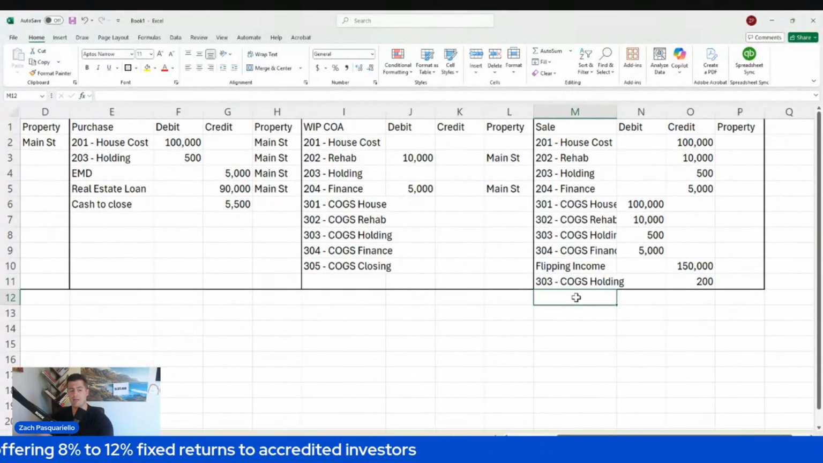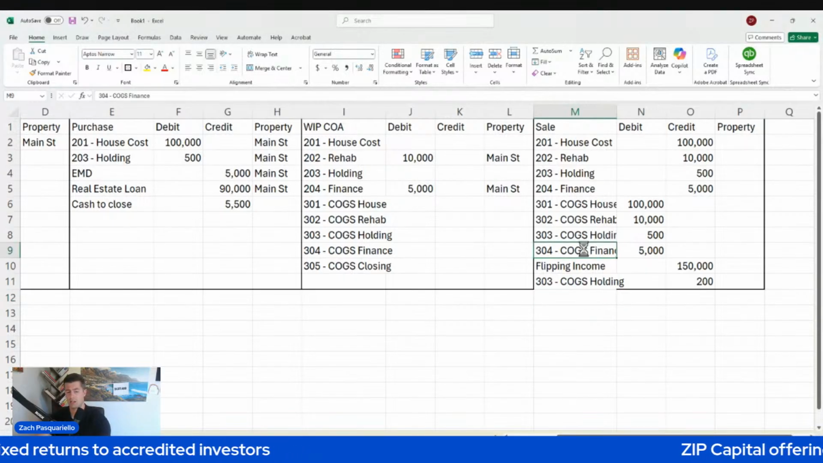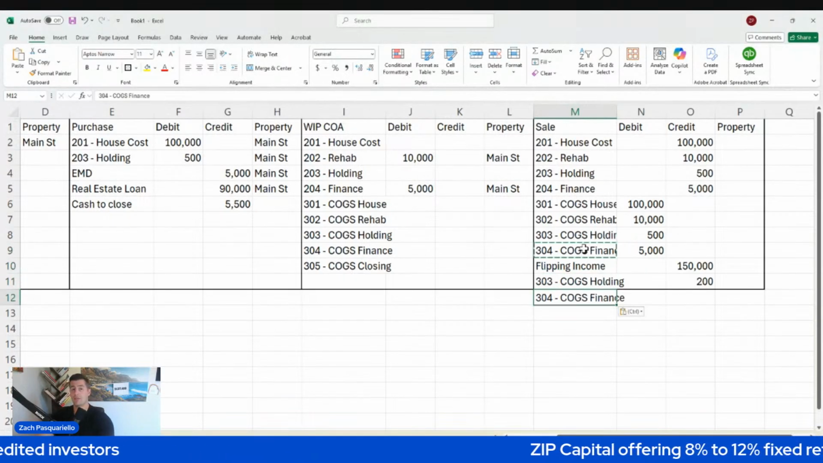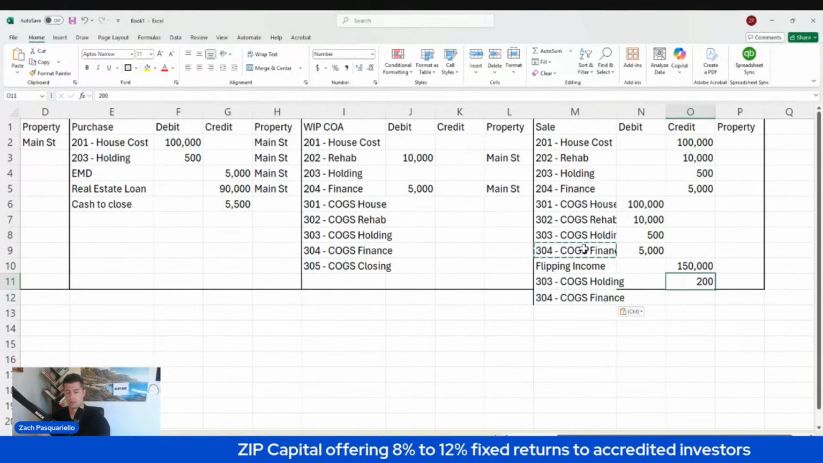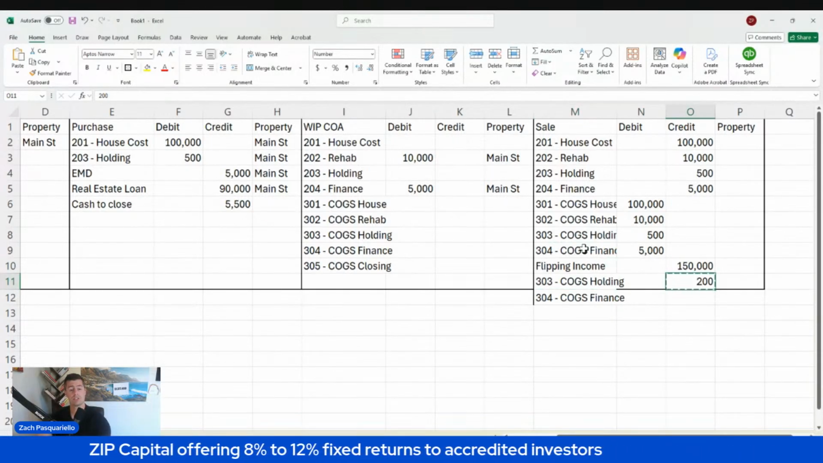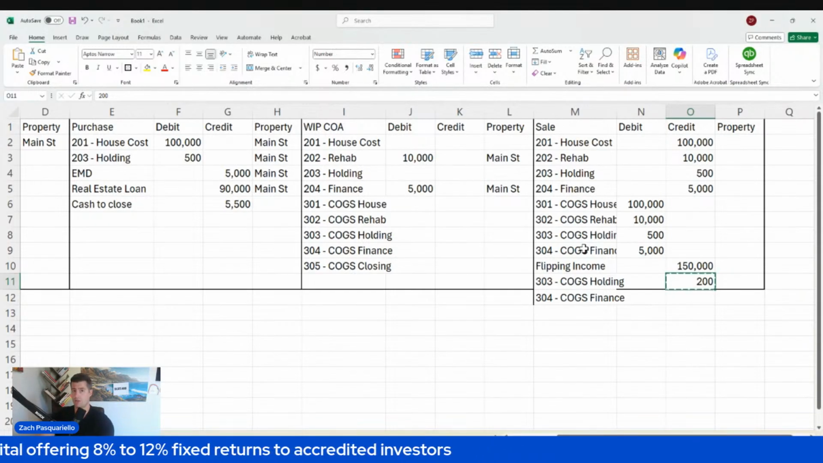And then we have a few more finance costs. Maybe whenever you're paying off your loan, maybe you are paying off this COGS holding cost. Yeah, so we got reimbursed. So it's a credit to the holding cost under COGS. It's a credit because we got reimbursed.